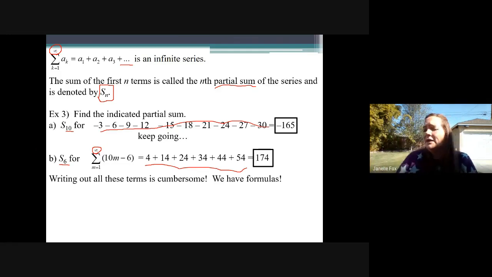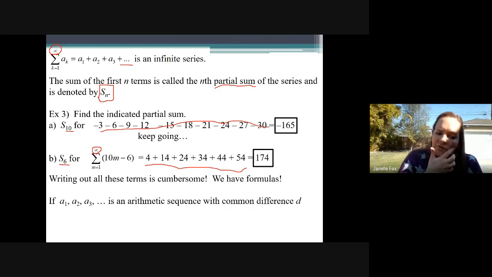And we only did 10 terms and 6 terms. What if it had said 100 terms? How evil would that be if I decided to make you sum up the first 100 terms of something? Even if I said that, it'd be so easy because now we have some cute formulas, okay?